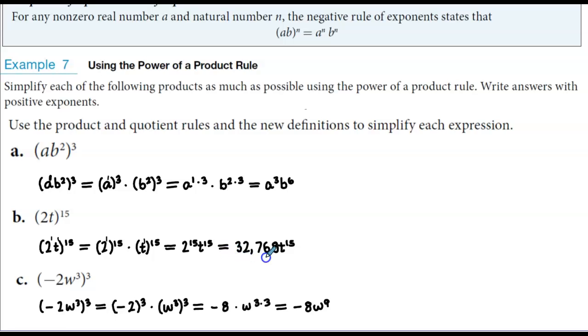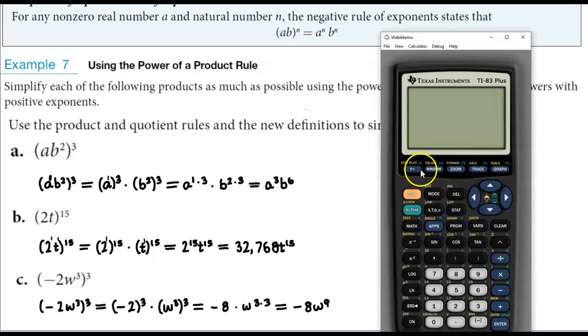And then the next thing we need to do is evaluate 2 to the 15th power. If we want to use our calculator, we would say 2, use our exponent and raise it to the 15th power, which gives us 32,768 times t to the 15th power.